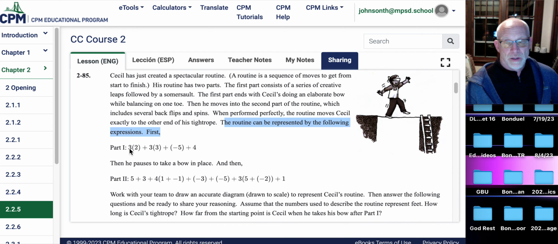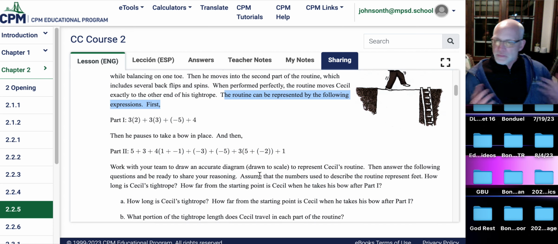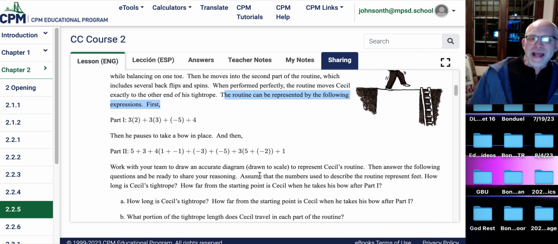First, 3 times 2 plus 3 times 3 plus a negative 5 plus 4. Then he pauses, takes a bow, and then part 2. 5. And then he moves 3. And then he moves 4 groups of 1 forward, 1 back. And then a negative 3, then a negative 5, then 3 groups of 5 forward, 2 back, and then 1. And then work with your team, get a big sheet of paper, markers, to draw an accurate diagram drawn to scale to represent Cecil's routine, and then answer the following questions.